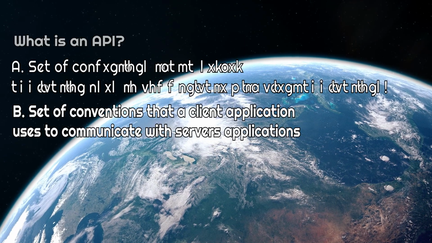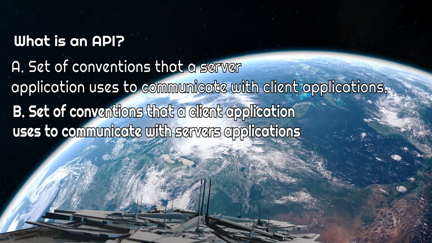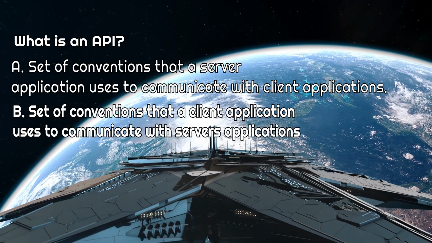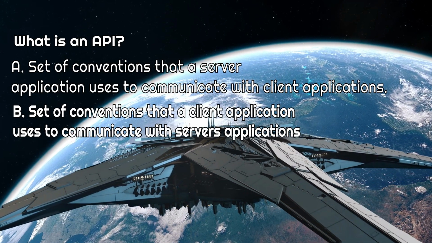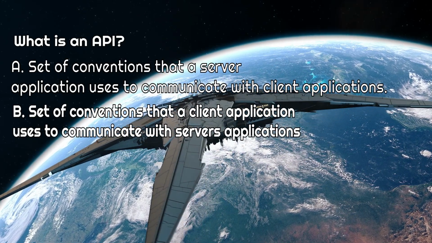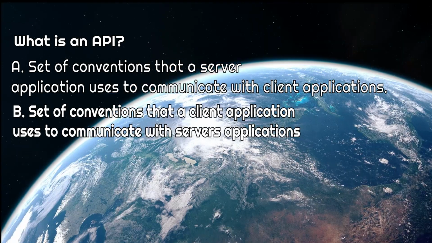Number 4, what is an API? So for A, you have a choice. It's a set of conventions that a server application uses to communicate with client applications, or B, a set of conventions that a client application uses to communicate with server applications. So it's just flipped around. So is it the server or is it the client that uses the API to communicate?